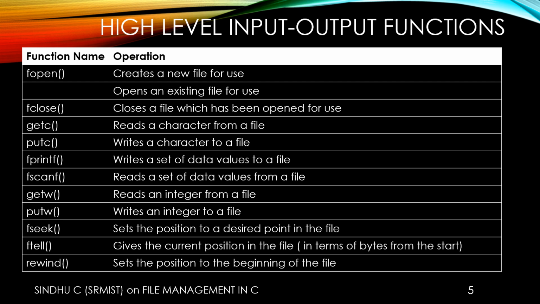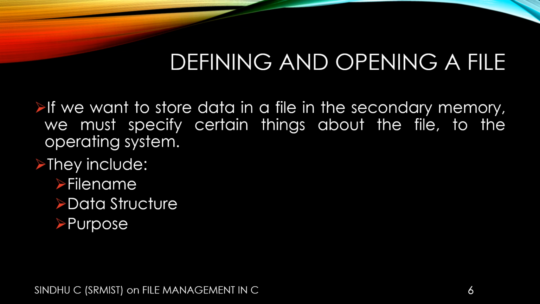Defining and opening a file. In order to open a file, the file should be available, which means you should create a file. In order to create a file, you should define the properties of that file. If we want to store data in a file in the secondary memory, we must specify certain things about the file to the operating system, which are the properties of the file. The properties here are the file name, its data structure, and the purpose of creating that particular file.